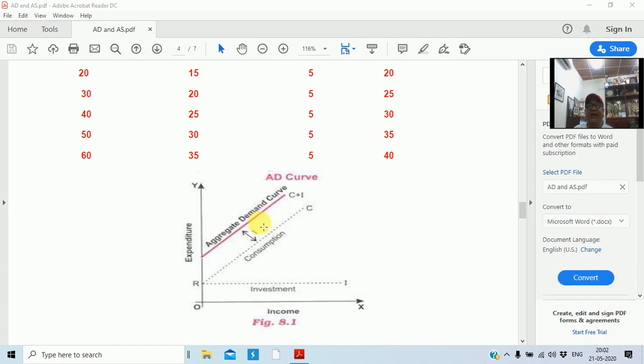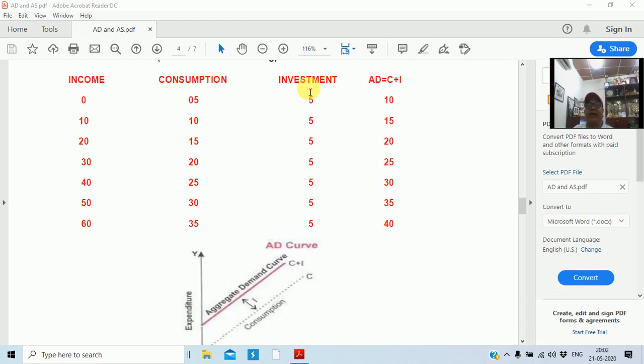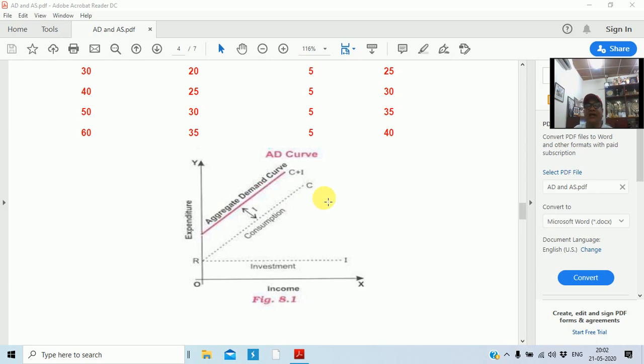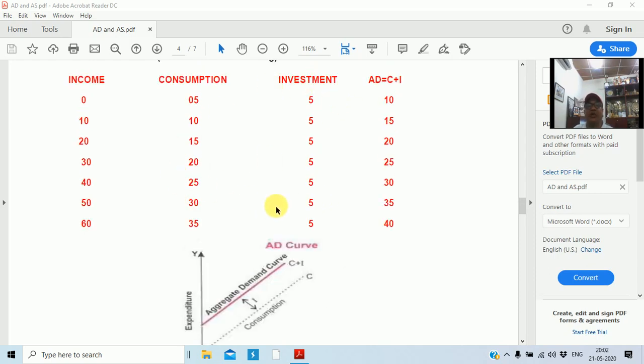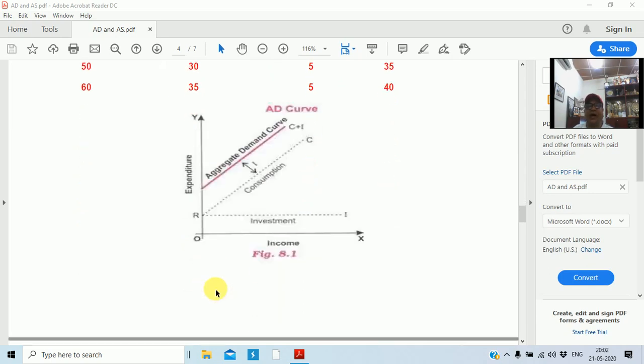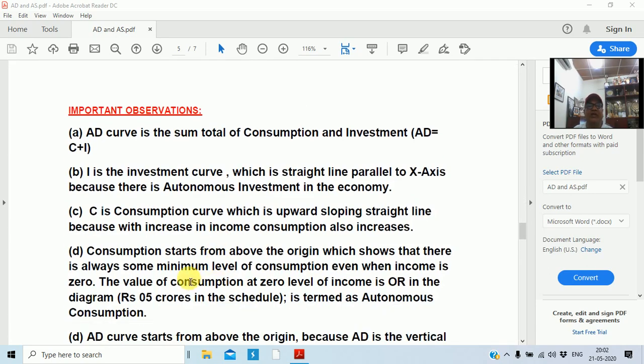Then the third thing, the AD and consumption curves both are parallel to each other. Parallel means the difference between the two is the same. Why? Because their difference is I, investment, and investment remains constant. That's why the AD and C curves are parallel to each other. Now from this AD schedule and AD curve, what are the important observations? Let us look into it.